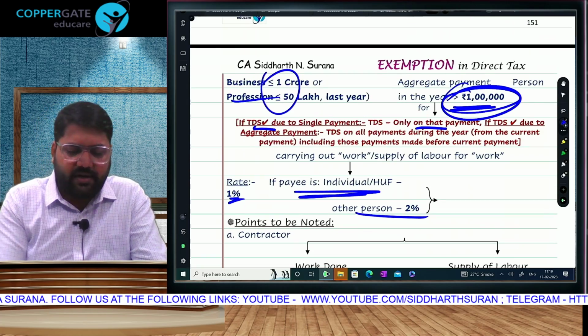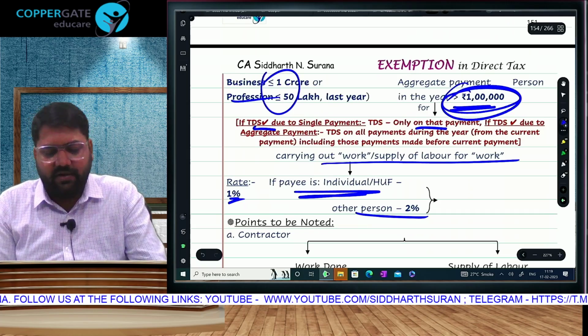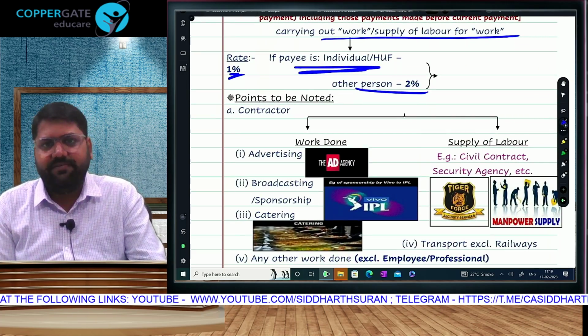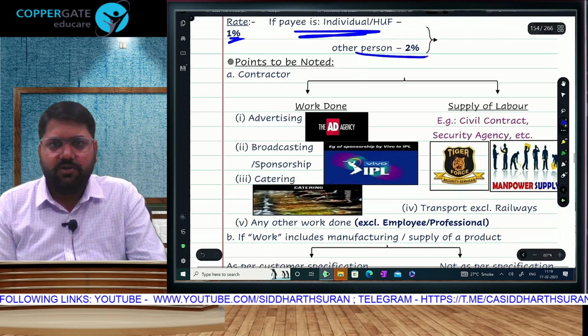What is payment to contractor? Payment for carrying out any work or labor supply. Carrying out any work or labor supply. Pay is to individual or HUF, then 1% TDS, otherwise 2%.